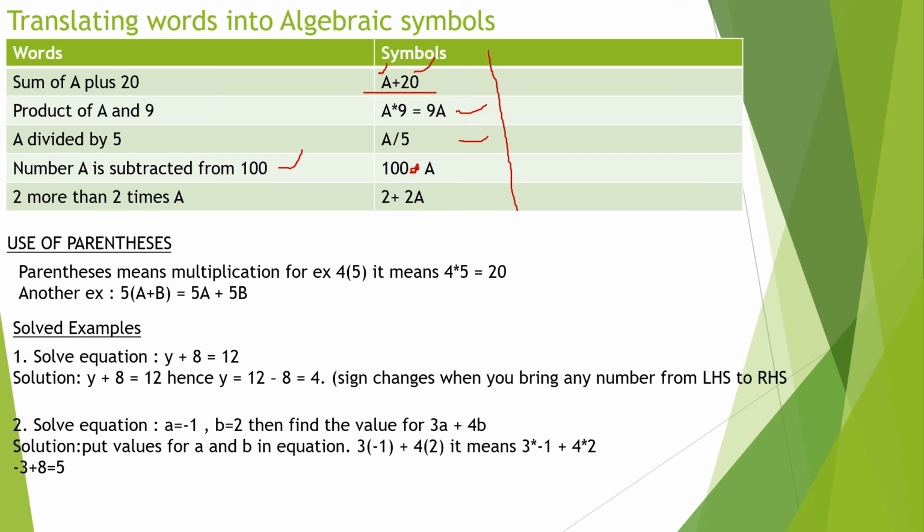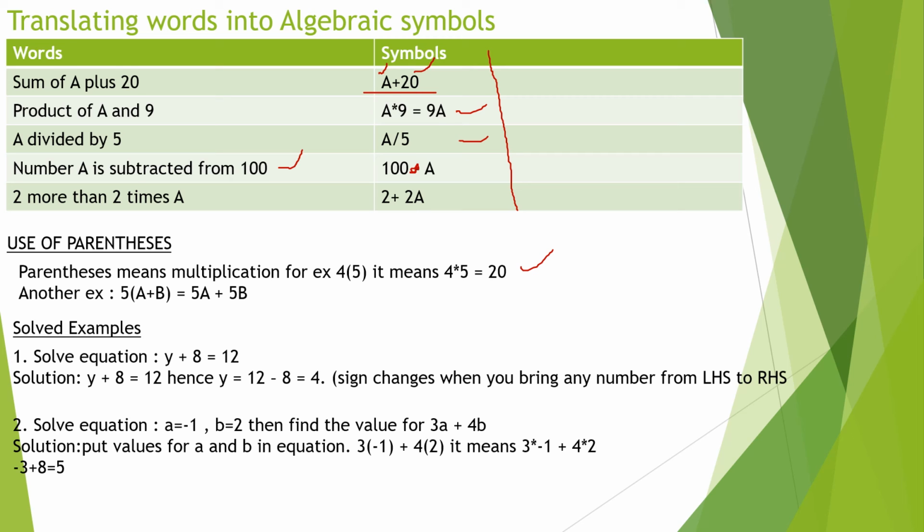Multiplication. Okay, so 4 and in parenthesis we have 5. It means 4 into 5 is equal to 20. Okay, now another example is we have 5 and in bracket we have a plus b. So what does it mean?